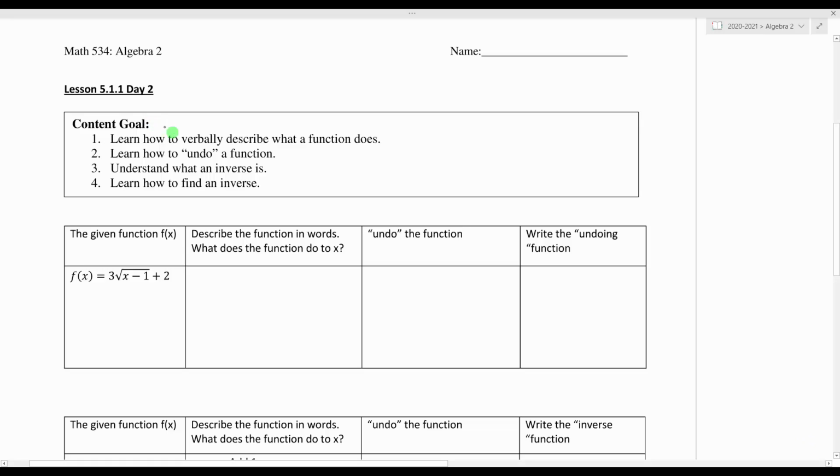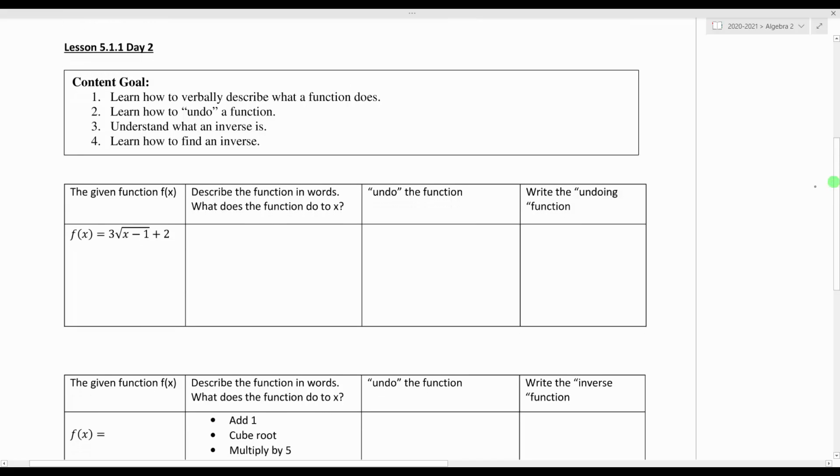Our goals today are the same as yesterday. It's just another round of essentially being able to find the inverse of a function using that verbal description and learning how to undo the things that a function does to a number. We want to continue to learn how to verbally describe what a function does. We're going to see some different types of functions today that might be a little bit harder to verbally describe. So I'm going to go through some of those, and then we're going to learn how to undo those and find the inverse function. All right, so let's take a look here at our first function.